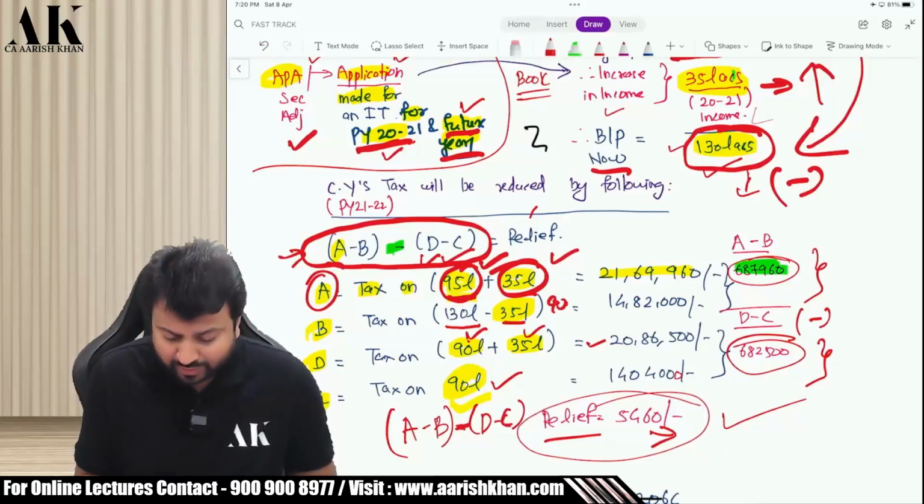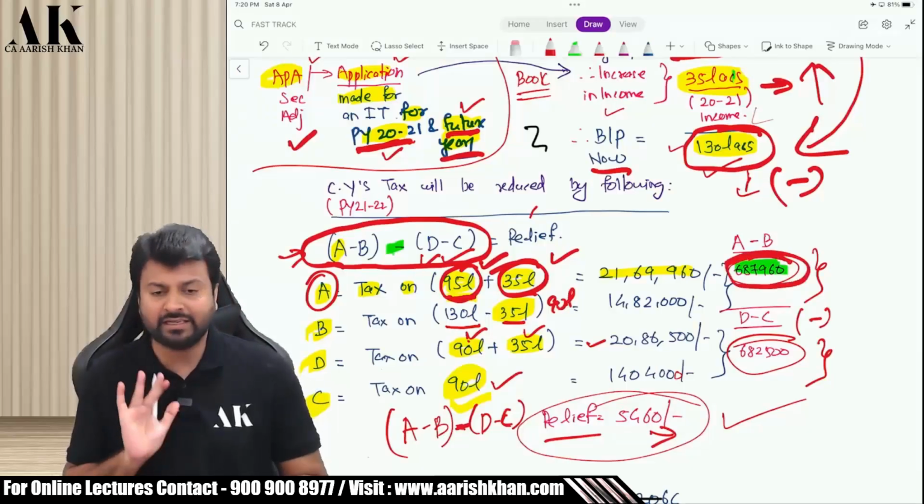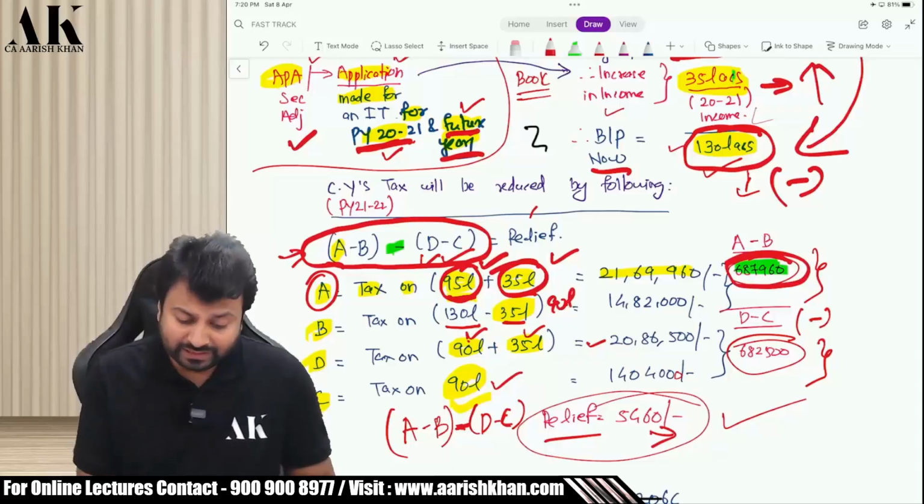Now compute tax only on 90 lakhs. This is A minus B. A minus B is 66,87,960. Okay. Now it is not C minus D. It is D minus C.